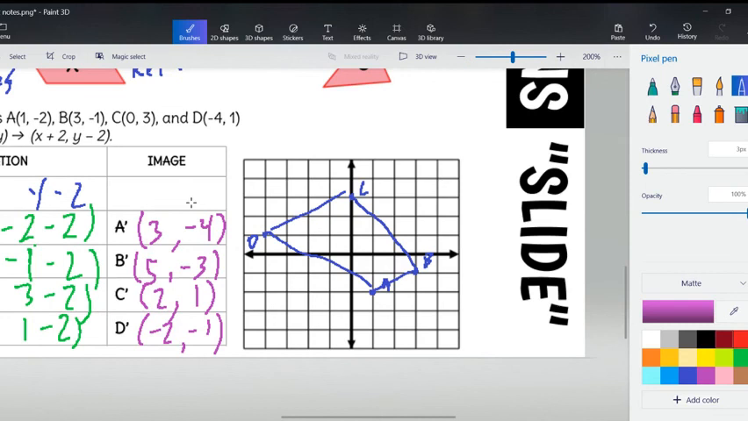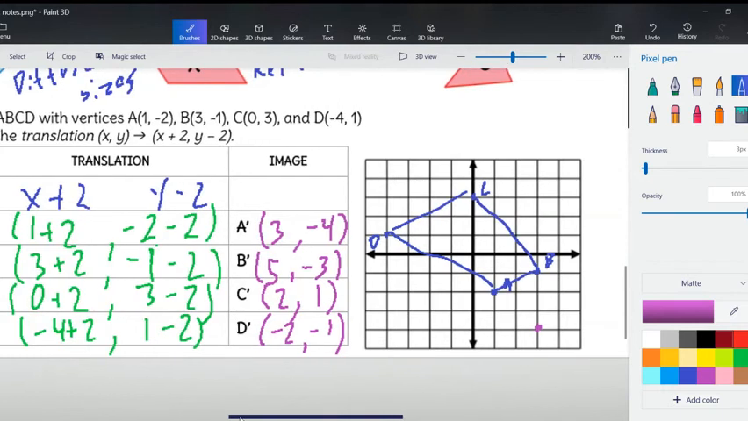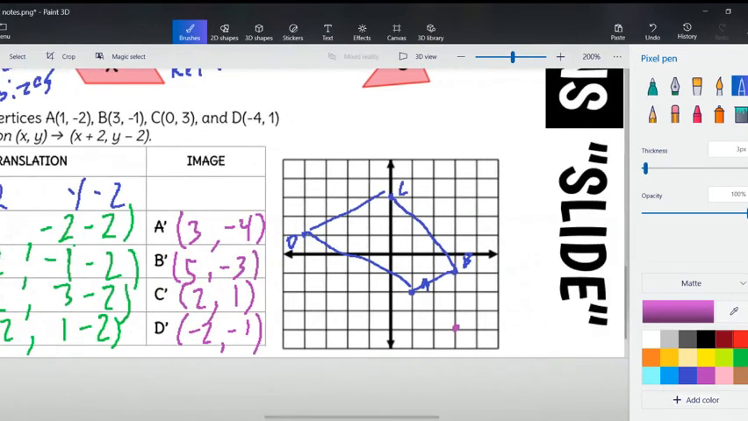So A is moving from here to 3, -4. Okay, that looks right as well, because let's scroll back over real quick. There we go. We're adding 2 to x, which means going right. Subtracting 2 from y, which means going down. So we added 2, went down. Added 2, subtracted 2.